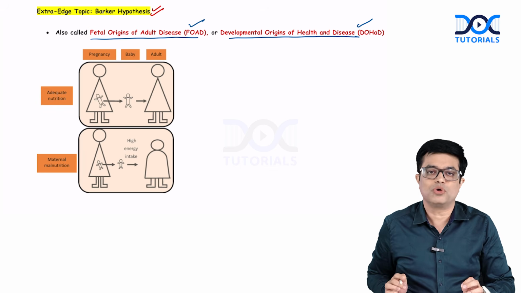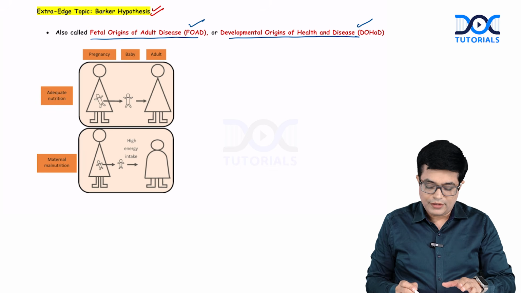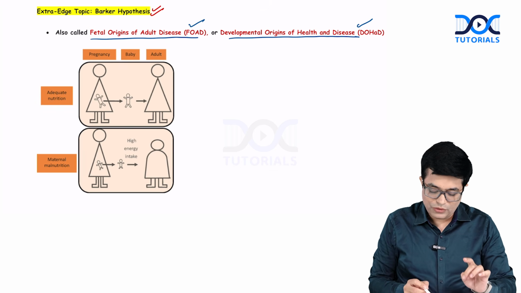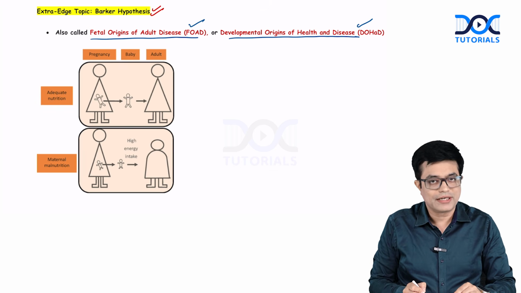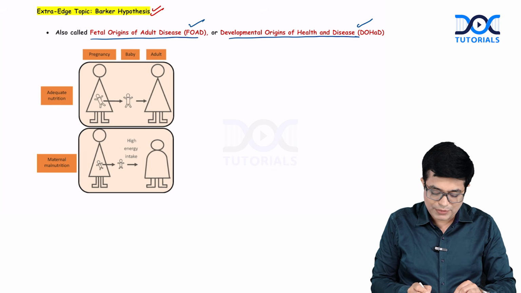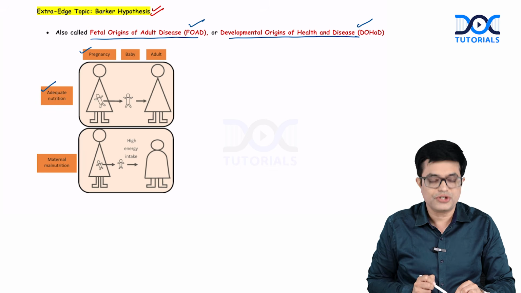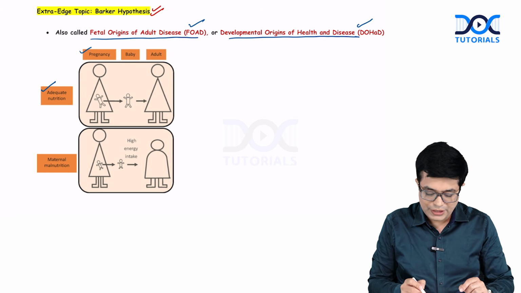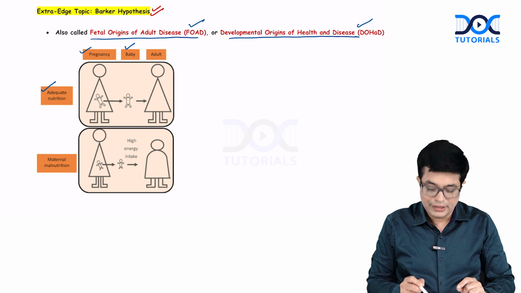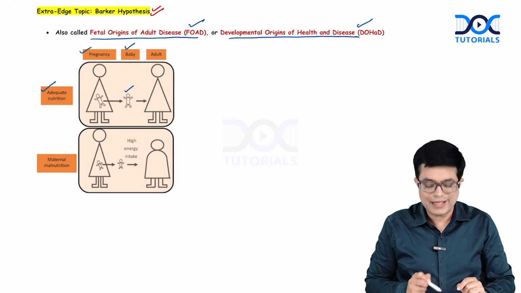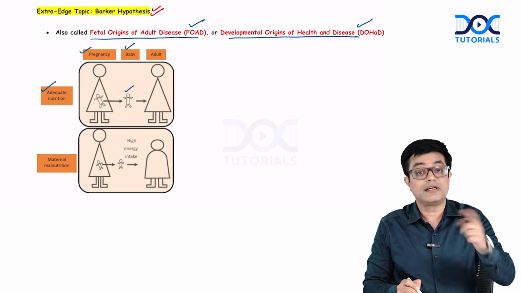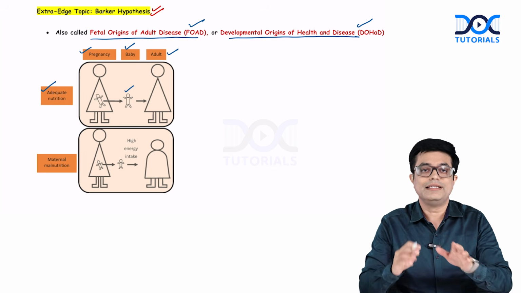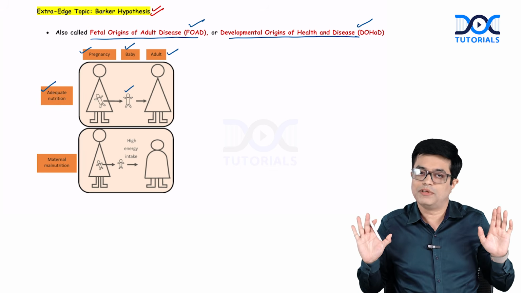What does Barker hypothesis say? Look at the photograph. Now, if there is a pregnant lady, this is a pregnant lady and this is the fetus. If this pregnant lady is given adequate nutrition, the fetus grows adequately. When the fetus is born and it is a baby, the baby will be healthy, and this healthy baby will turn into a healthy adult. So no diseases will be there.